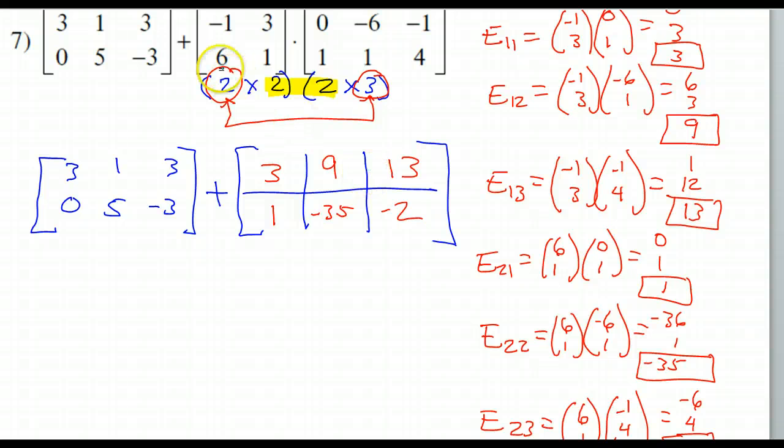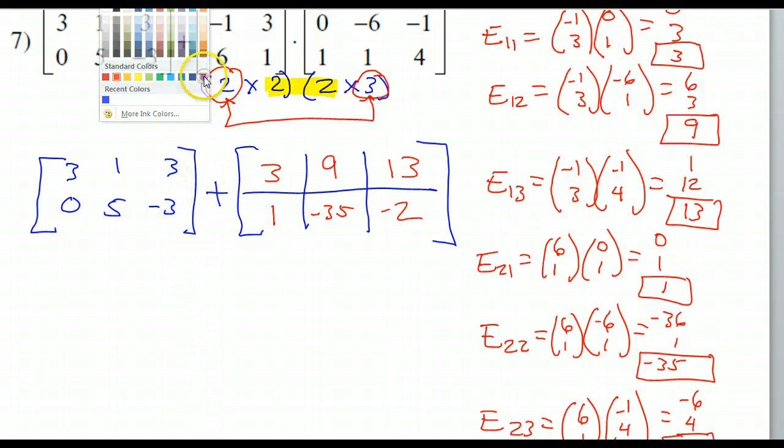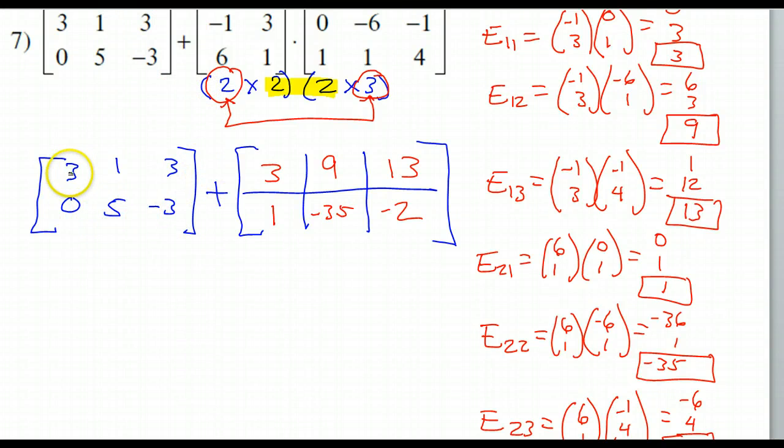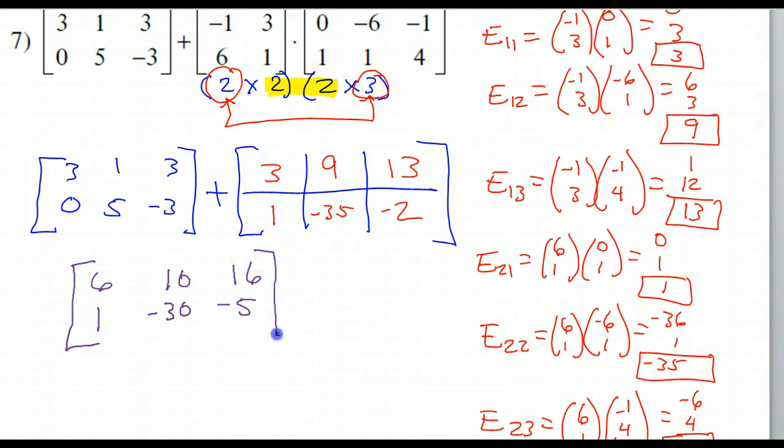Alright, now that is not the final answer. That's just what you get by multiplying these two matrices together. To get the final answer, I need to now go ahead and actually add these together. So if I do that, I'm going to have 3 plus 3, so that's 6. 1 plus 9, that's 10. 3 and 13, that's 16. 0 and 1 is 1. 5 and negative 35 is negative 30. And negative 3 plus negative 2 is negative 5. So this will be the final answer.